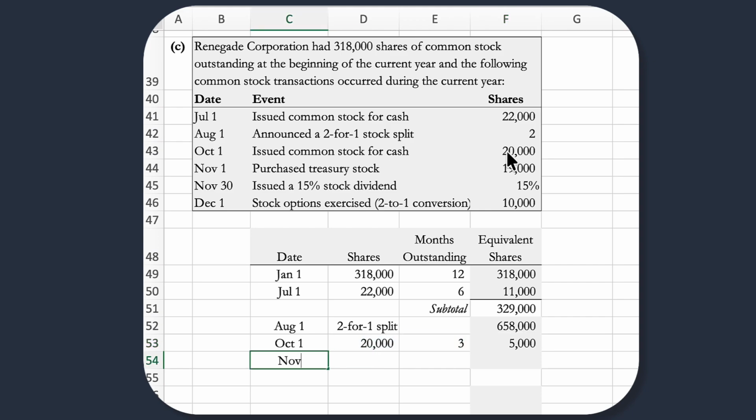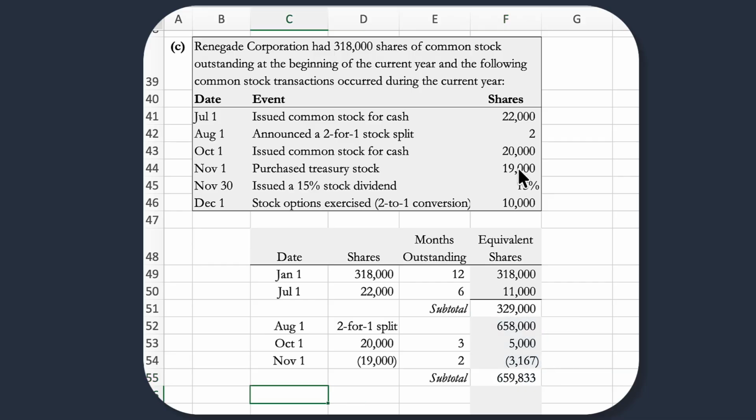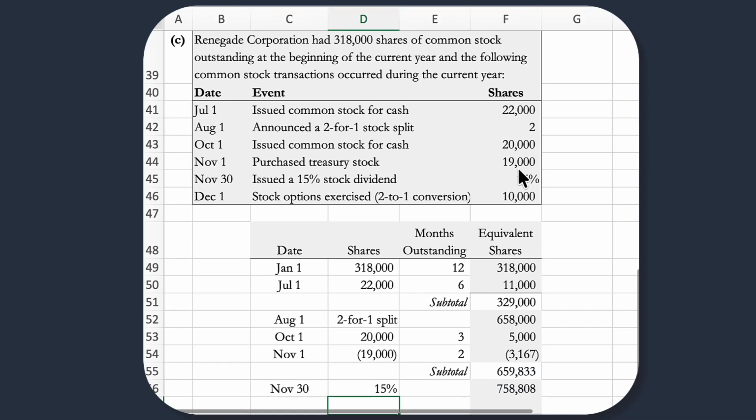Then on November 1st, we purchased some treasury stock. We need a negative number here. Those were not outstanding for 2 months. Then we have a stock dividend, so we need another subtotal. And we'll sum up everything from the 658. Anything earlier than that, we'd be double counting. And November 30th, we apply our 15% dividend, 15%. And I can just take that and multiply it by 1.15 to get that weighting.